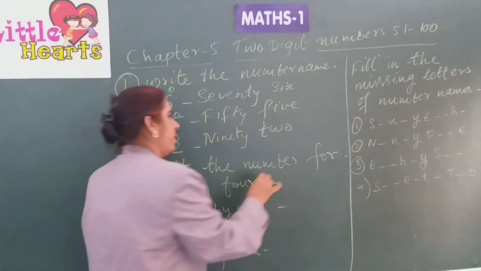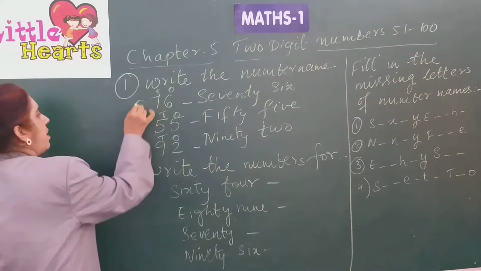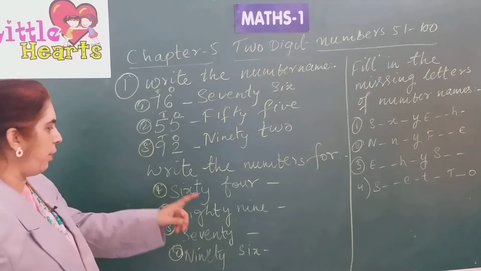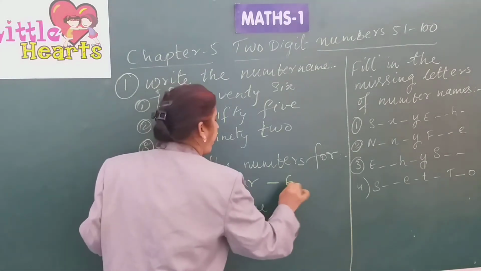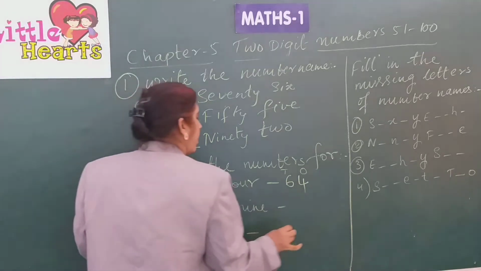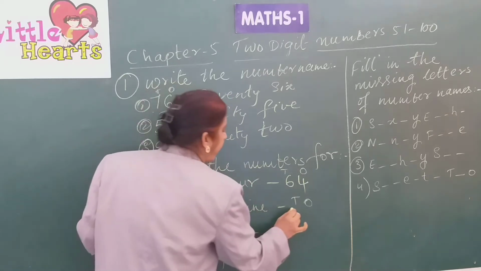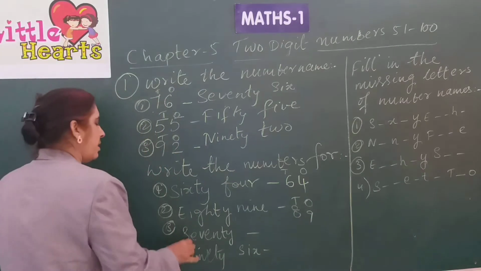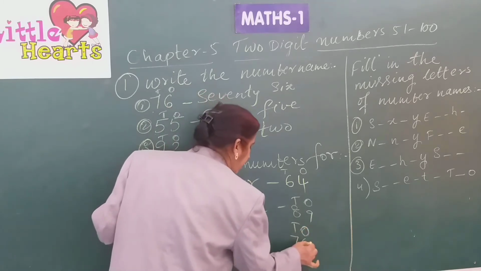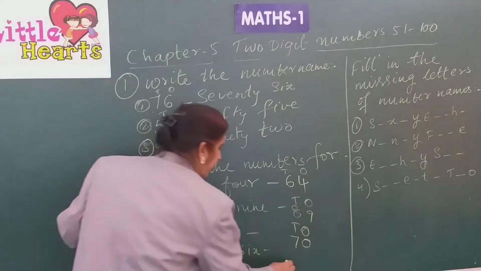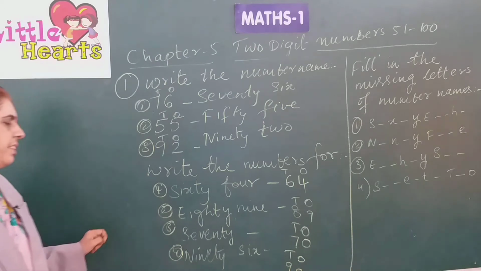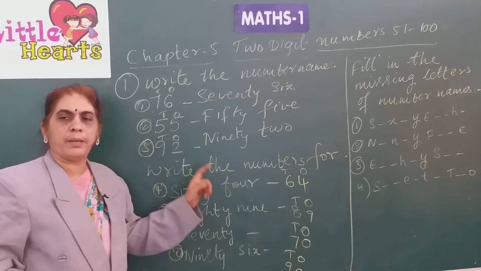Now write the numbers. The number name is given, you have to write the numbers. 64: 6 in the tens place, 4 in the ones place, 6 tens, so 6 in the tens, 4 in the ones. 89: 80, 8 tens, 8 in the tens, 9 in the ones. 70: 7 tens, 70, there is no digit in the ones place, so you write 70. 96: 9 tens are 90, so 9 in the tens, 6 ones are 6, so 96. So when the number name is given, you should be able to write the number.